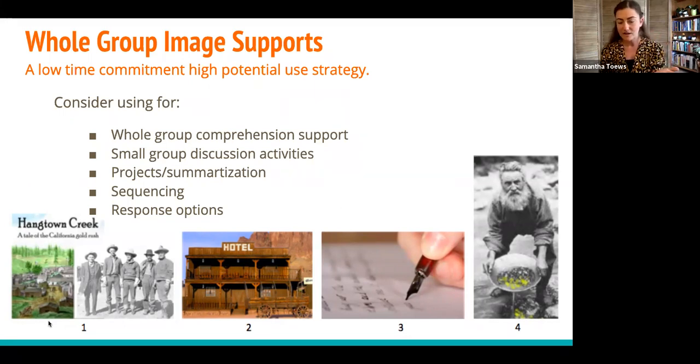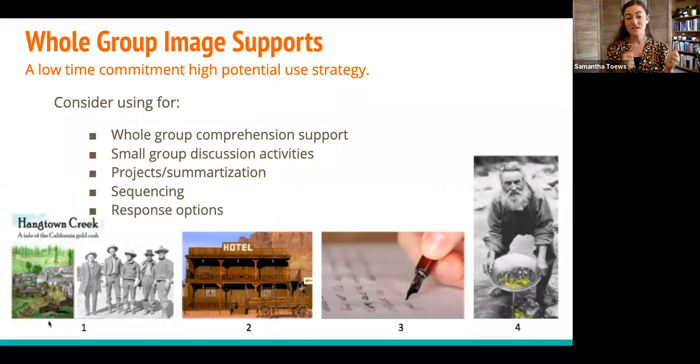The example I have here at the bottom is from a book called By the Great Horn Spoon, which is often read in 4th grade, at least in California. In this chapter of the book, the miners arrive at Hangtown Creek, they check into a hotel, they write letters to their family members, and then they go out panning for gold. Each of those pictures is numbered in the order that they happen. So one way you can use this is for whole group comprehension support, because it is a clear trajectory of the chapter, but it can also be used for a range of small group discussion activities.